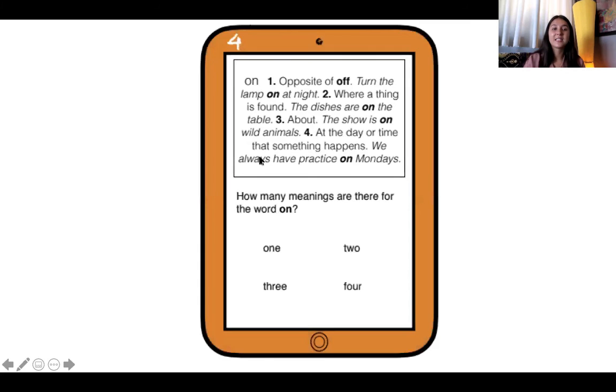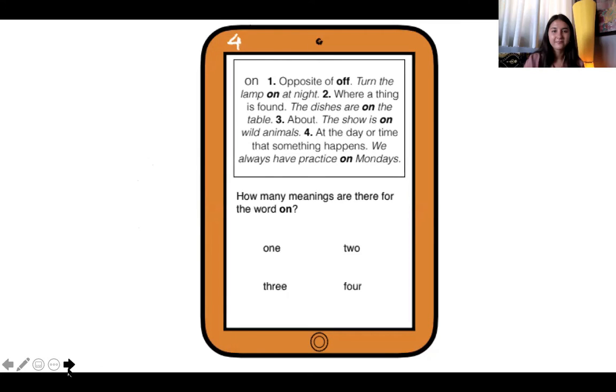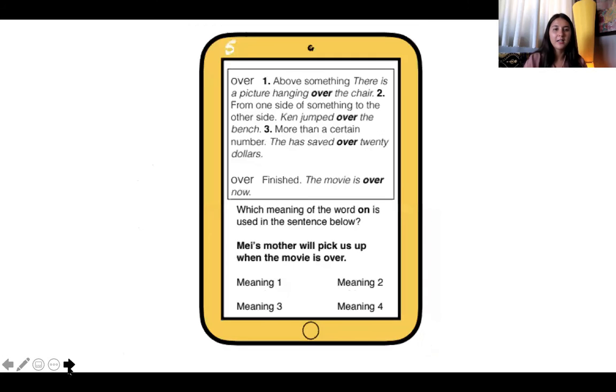Again, we have the same dictionary entry, but we've got a different question. How many meanings are there for the word on? Ming Ang. Four meanings. Good girl. There are 4 meanings indeed. We've got 1, 2, 3, 4 meanings for the word on. Lovely work.